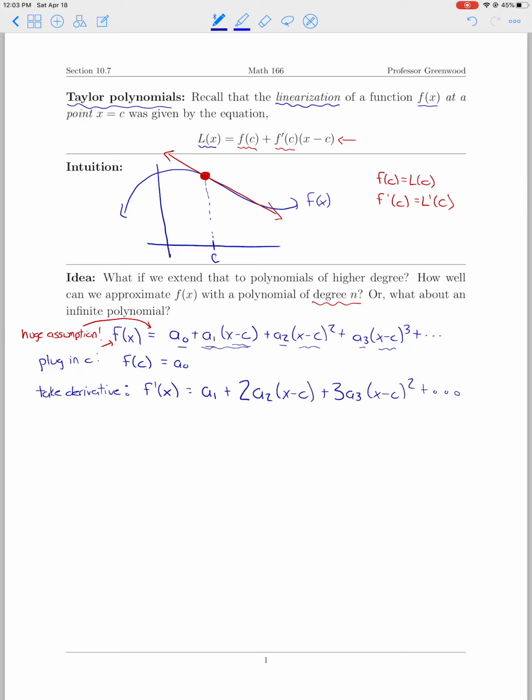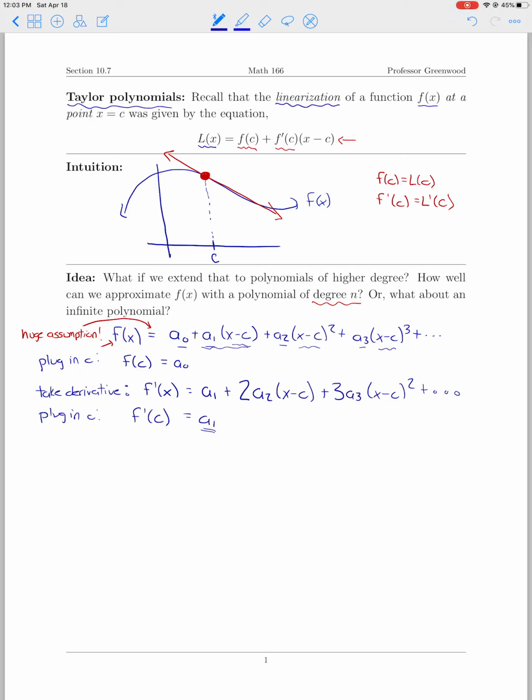And now, in order to figure out what a1 is, the idea will be, again, to plug in c. So if I plug in c into both sides, then I get f prime of c is equal to a1, and now all of the other terms just disappear. And so this actually matches again with the linearization formula, where now we've seen that the coefficient in front of x minus c should be f prime of c.